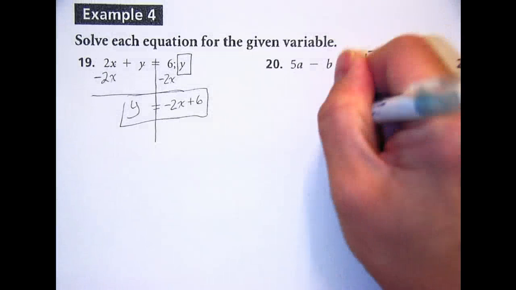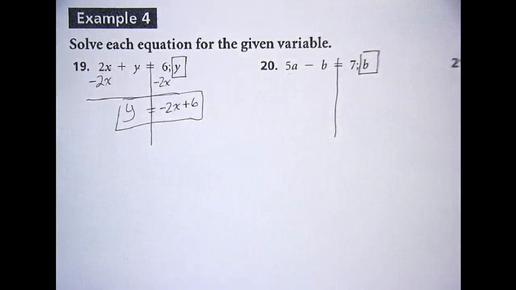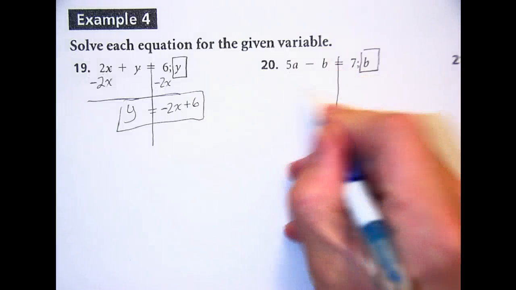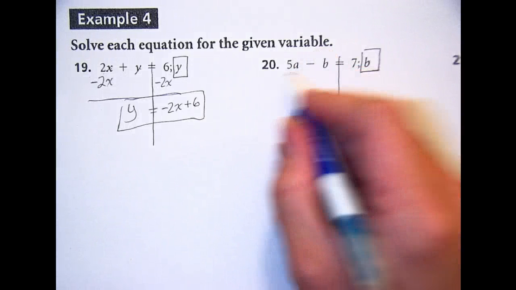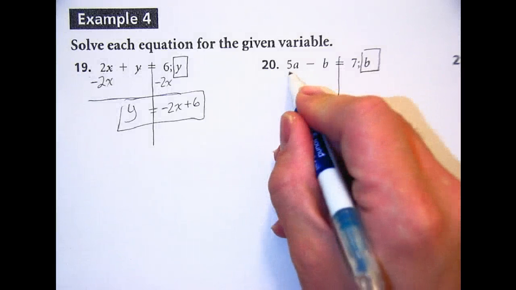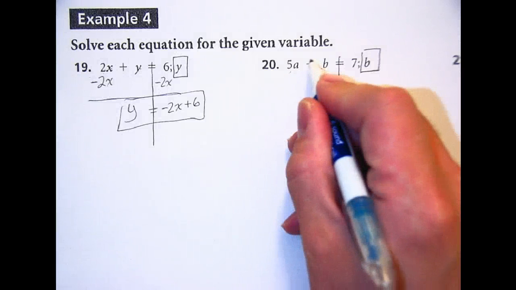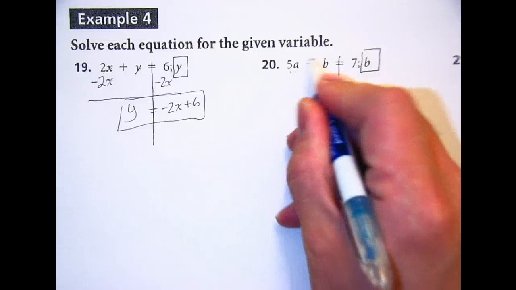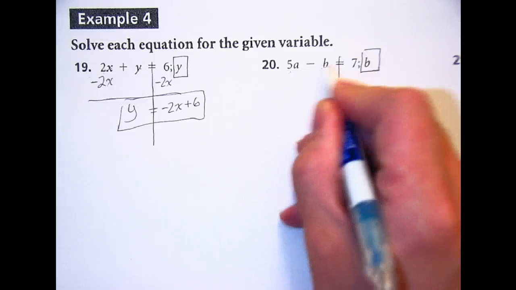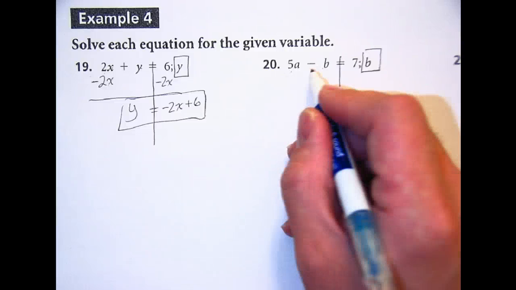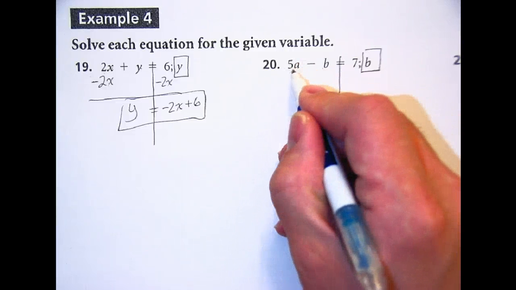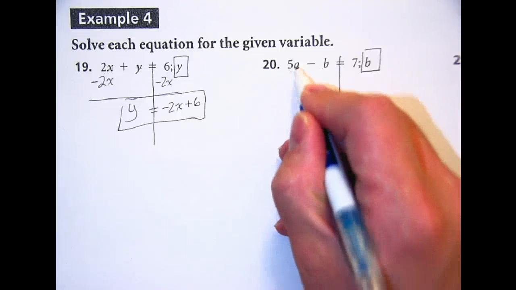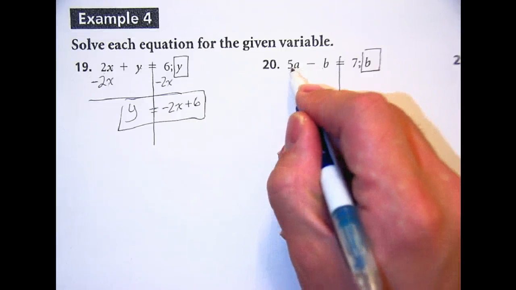I want to get b by itself. First thing I need to get rid of is the... What do I need to get rid of? 5a. And in this case, it says 5a minus b. However, since we have an operation like addition or subtraction in between the 5a and b, that means we don't multiply. We have to add or subtract to get rid of this. Do we add or subtract? Who says subtract? Who says add?